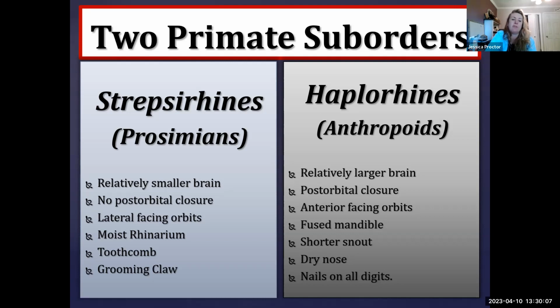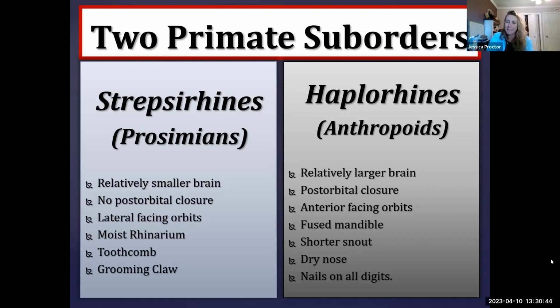The lower order strepsirrhines also have a slight lateral orientation to their orbits. So lateral means to the side, anterior means forward facing. So the strepsirrhines have a slight lateral orientation to their eyes. They have the retention of the moist rhinarium, that's the wet nose. They have a feature called the tooth comb, so that's in the lower jaw and the mandible. The incisors, the front teeth, are going to jut straight forward. And that's actually a grooming adaptation. I'll show you guys a picture of that here in a moment. And the lower order strepsirrhines also have a grooming claw.